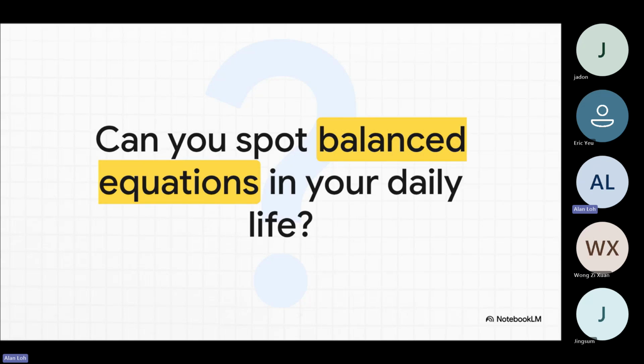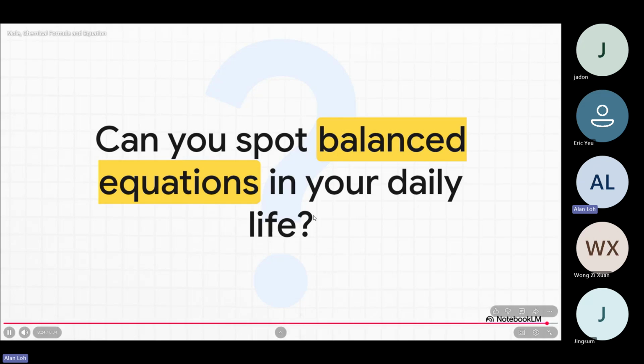So I want to leave you with this final thought. When you look at the food you eat, the air you breathe, and the entire physical world around you today, can you spot the perfectly balanced chemical equations and the hidden atomic math making life itself possible?